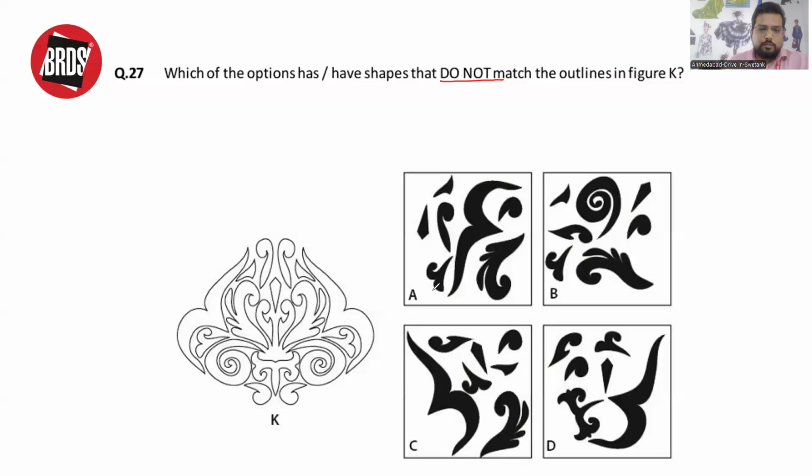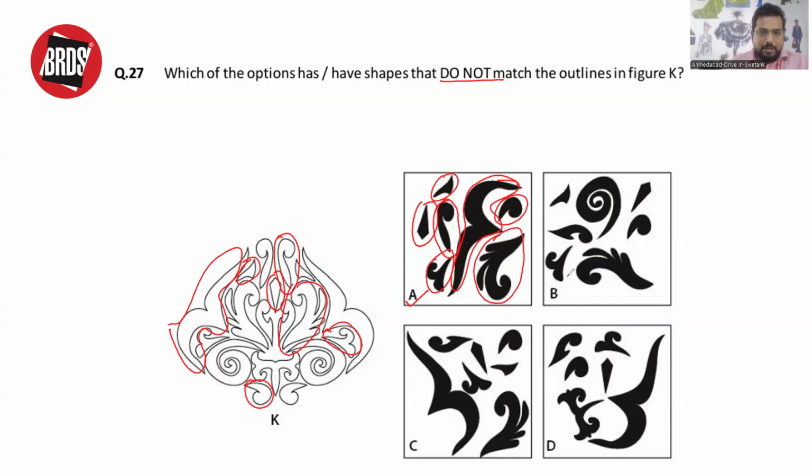Following this, if you check the outlines of the figure, you will find this element somewhere here, this second element over here, this third element over here, this fourth element over here. This element we will get over here, and this one you will get at this end, and the remaining one you will find over here. So option A can very easily get formed.